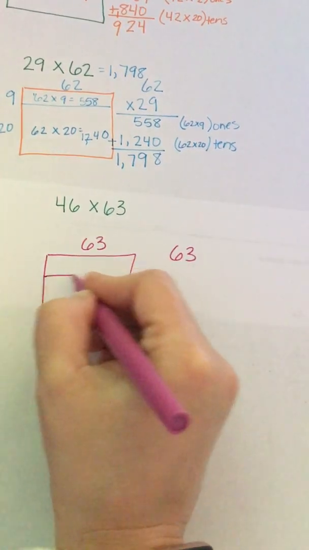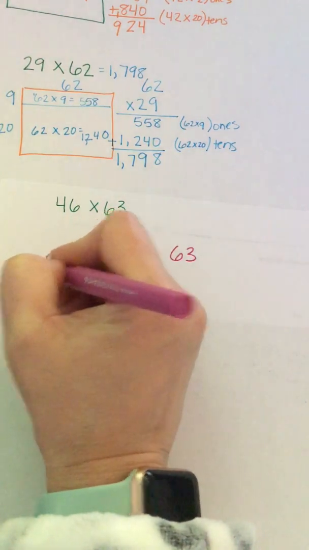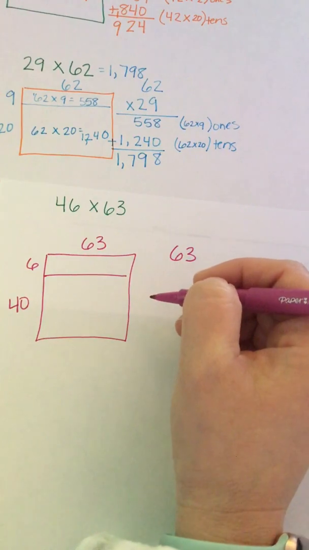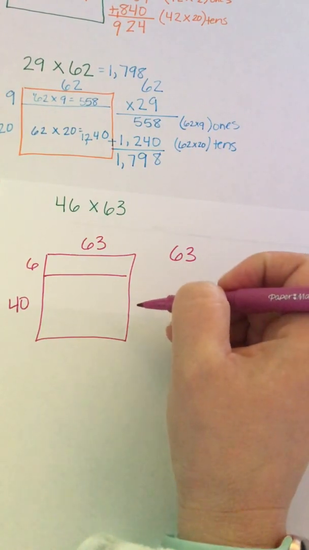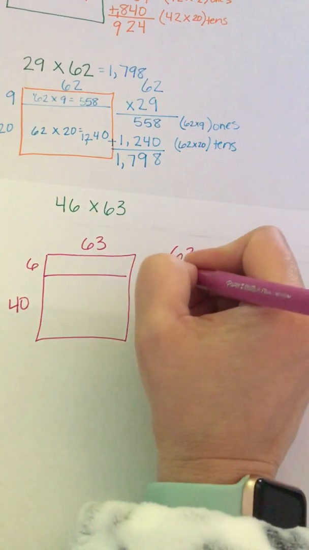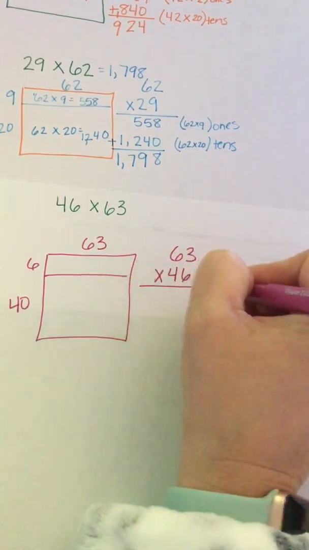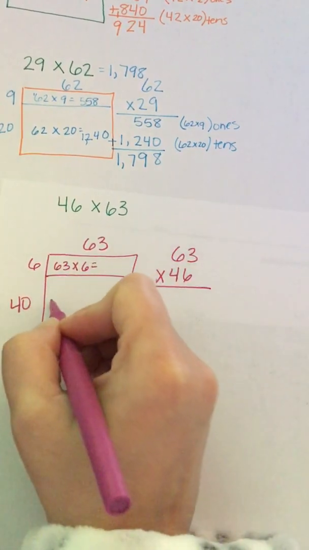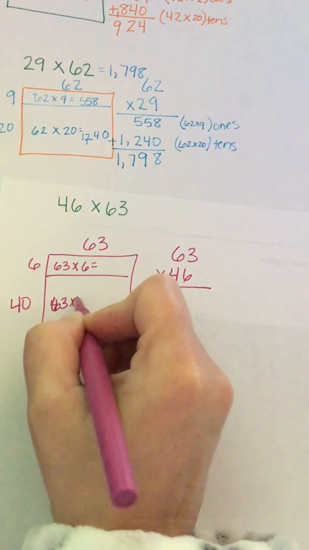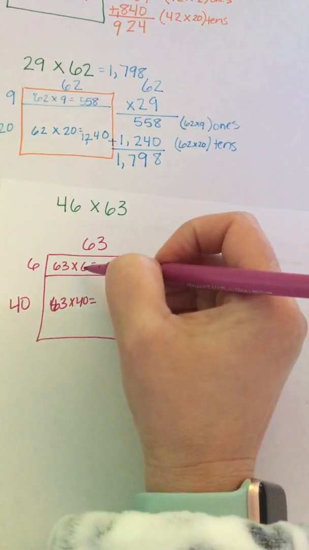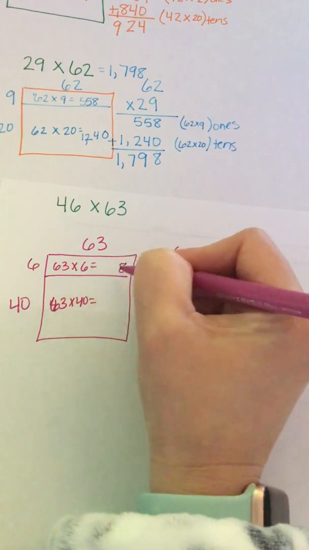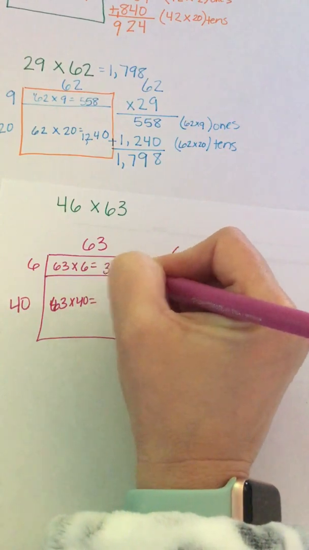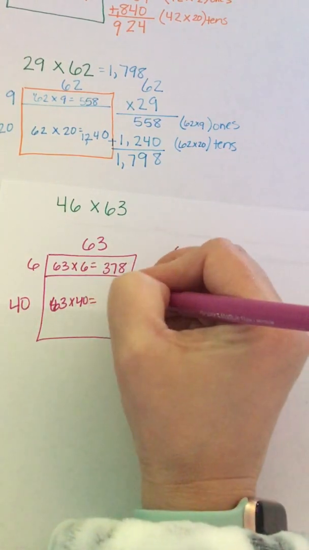And then I'm going to break up the number 46, so that's 6 ones, and 4 tens, which is 40. So we're going to do 63 times 6, and then 63 times 40. So 6 times 3 is 18. 6 times 6 is 36, plus 1 is 37. I know I'm going to have a 0 here.